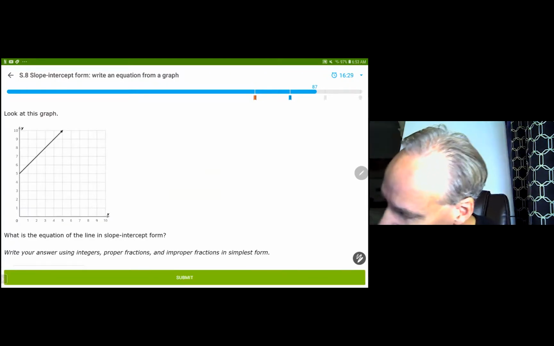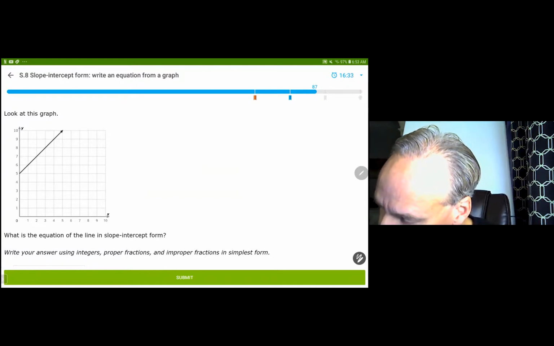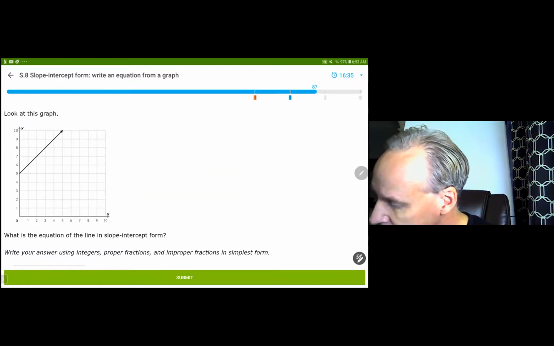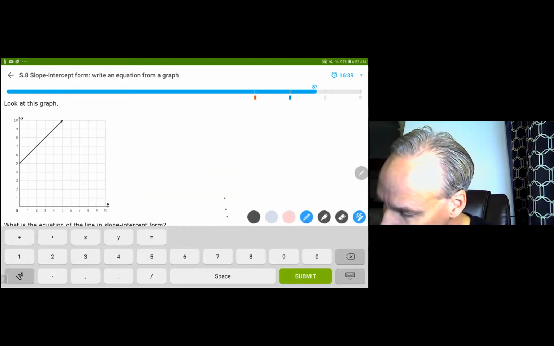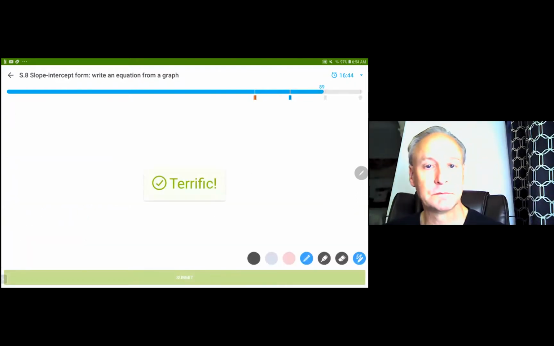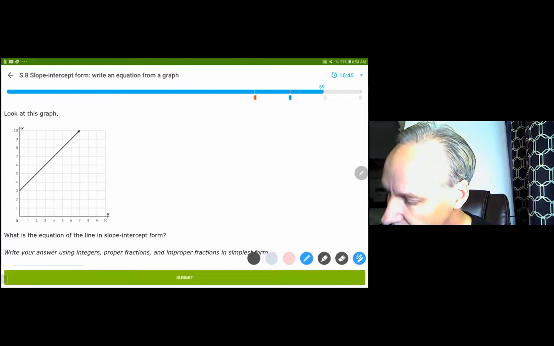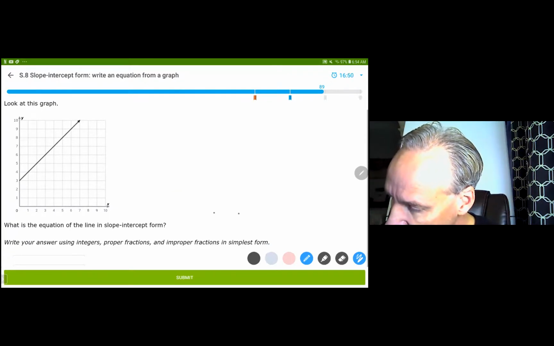And this one, we've got it going through 0, 5, and it's a slope of 1, isn't it? Y equals x plus 5. Don't want to spend a lot of time on those types. This one has a slope of 1 as well, so this one's going to be x plus 3.